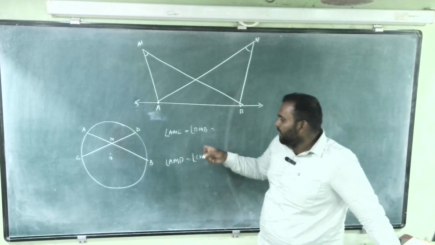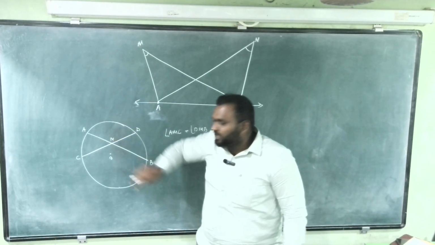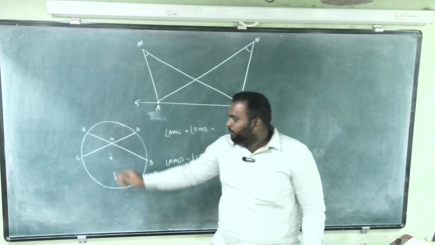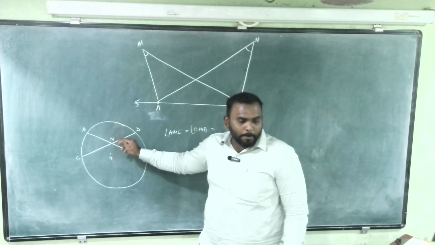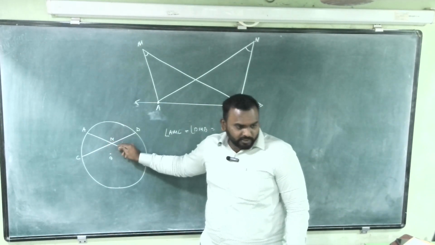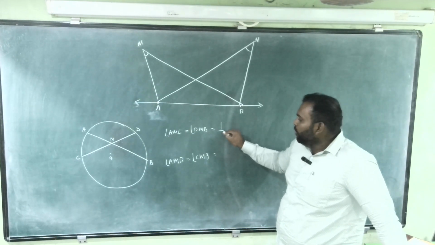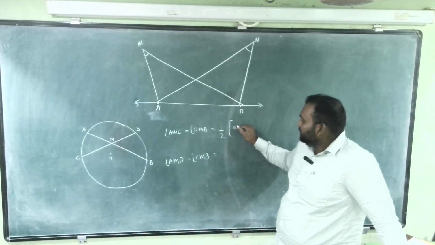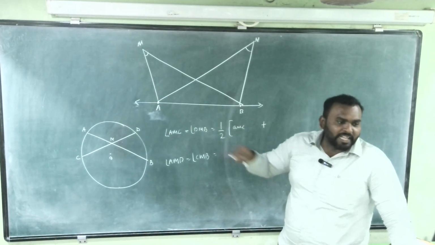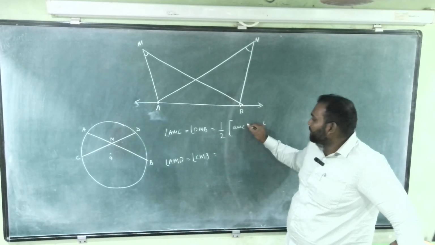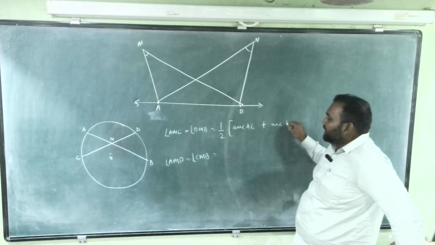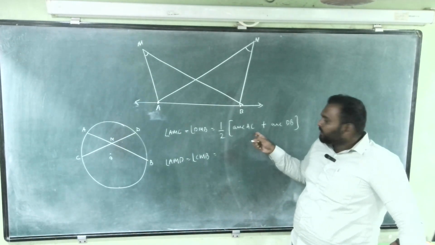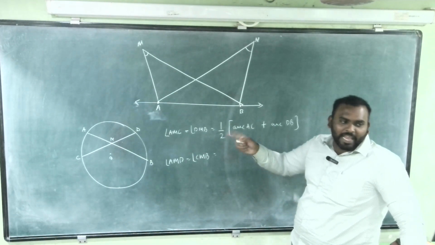तो कभी भी याद रखना, whenever the chords are intersecting inside the circle, the angle formed by those chords will be equal to half the sum of the arcs they intercept. What are the arcs they are intercepting? Arc AC and arc DB. समझा? They'll be equal to half the sum of measure of the arcs they intercept.